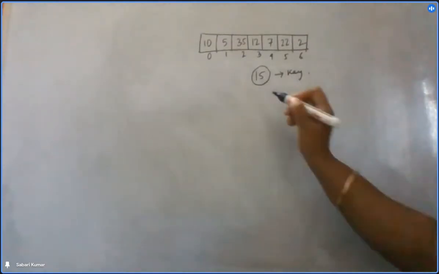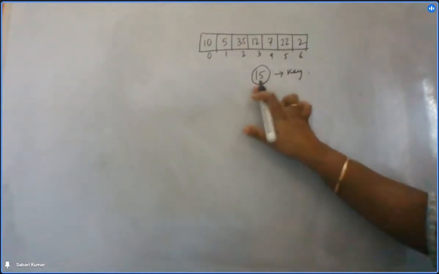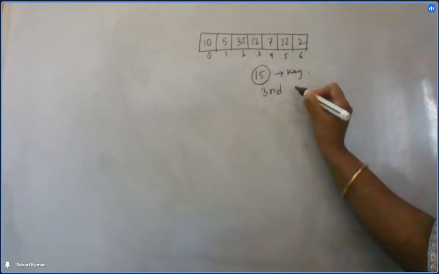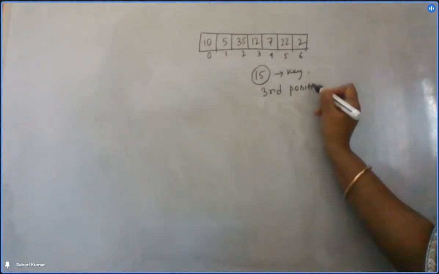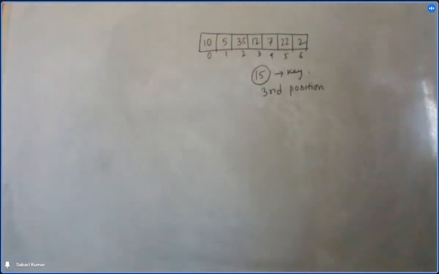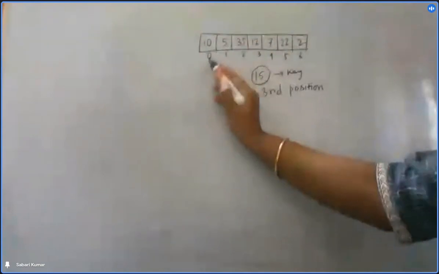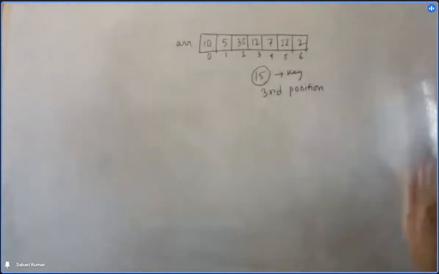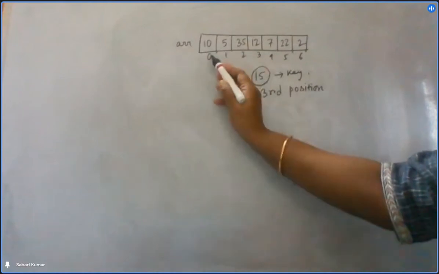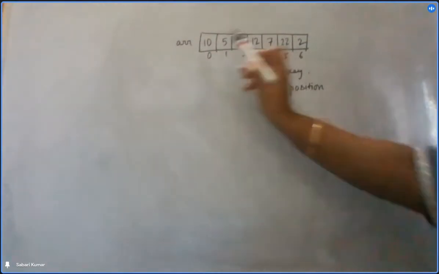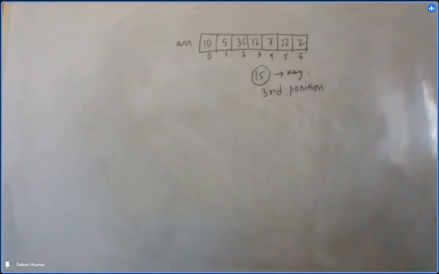Suppose the question has been made for the third position. In the third position, you have to insert this value 15 in this particular array. Position means index plus 1. Index plus 1 will signify position. Why? Because the array index starts from 0, but the 0th index means the first position. So first position, second position, third position. So third position means the index value is 2.